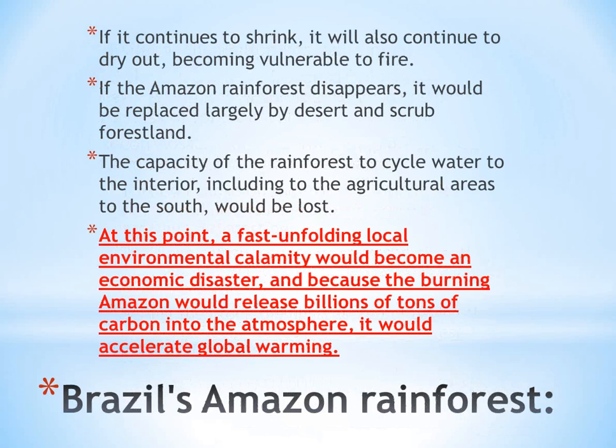Brazil's Amazon rainforest. If it continues to shrink, it will also continue to dry out, becoming vulnerable to fire. If the Amazon rainforest disappears, it would be replaced largely by desert and scrub forestland. The capacity of the rainforest to cycle water to the interior, including to the agricultural areas to the south, would be lost. At this point, a fast unfolding local environmental calamity would become an economic disaster, and because the burning Amazon would release billions of tons of carbon into the atmosphere, it would accelerate global warming.